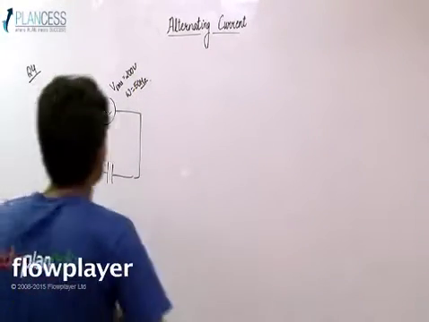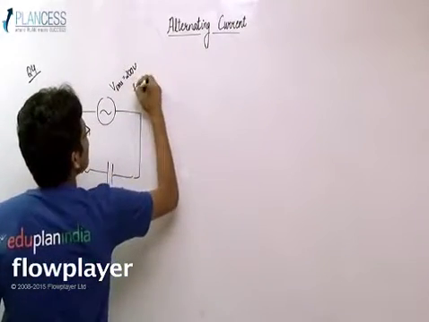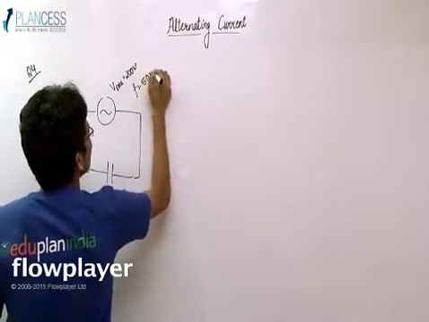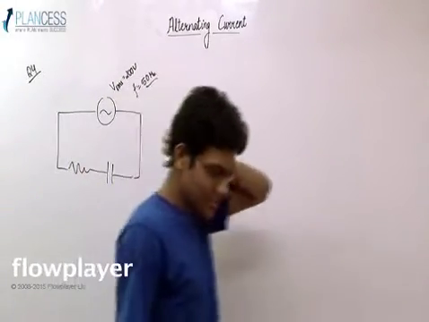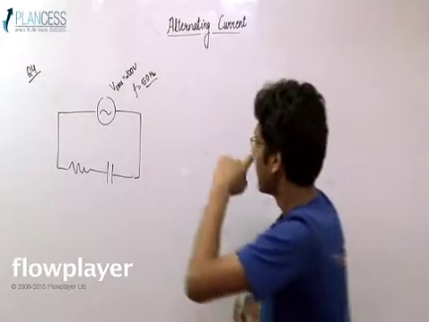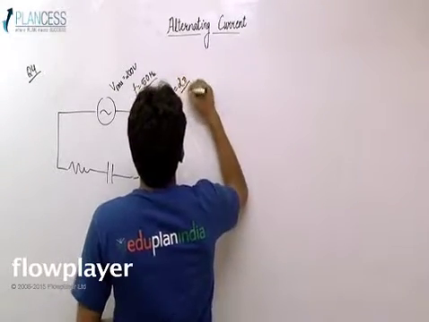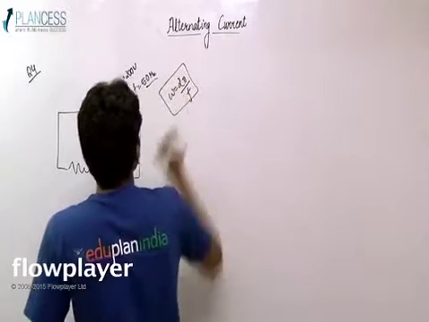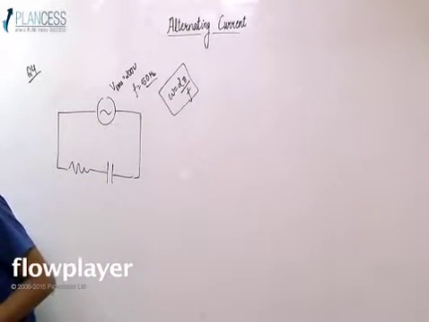Sorry, omega is not given as 50 hertz. Remember, frequency is given as 50 hertz. So omega you have to find out. Omega, the angular frequency, is basically 2 pi times f.